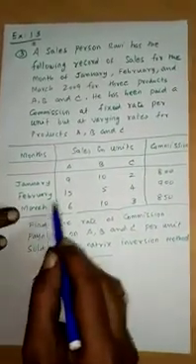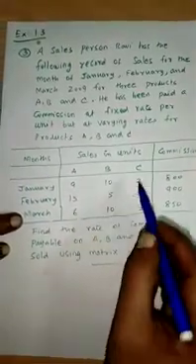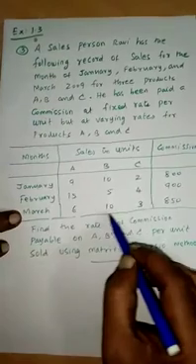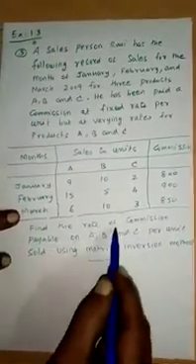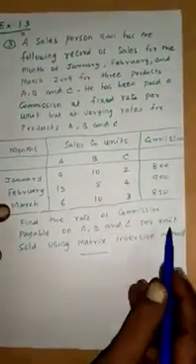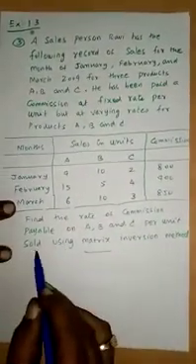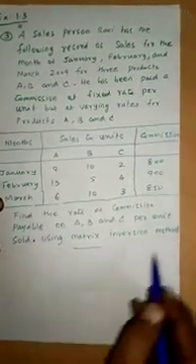He received commission 800. February he sells A 15, B 5, C 4 and receives commission 900. In March he sells A 6 units, B 10 units, C 3 units. He receives 850 as commission. Find the rate of commission payable on A, B and C per unit sold using matrix inversion method.